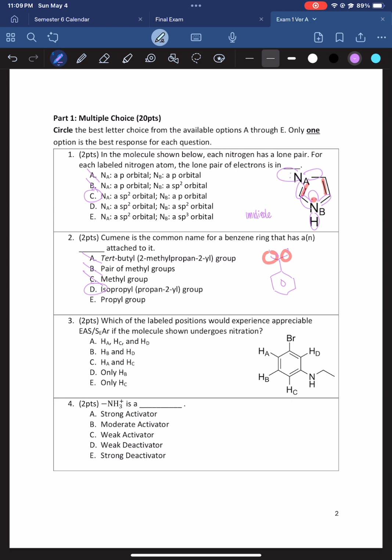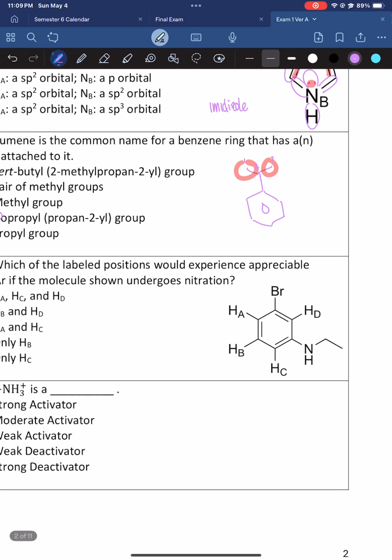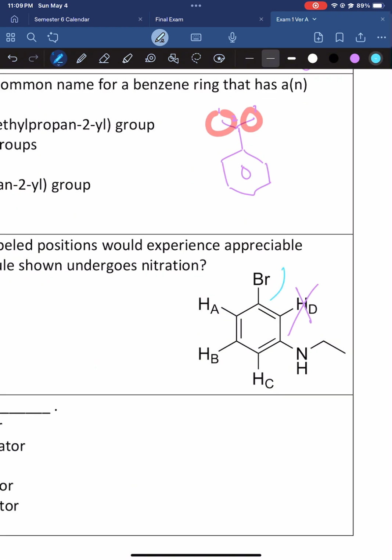Which of the labeled positions would experience appreciable EAS, or SEAr, if the molecule undergoes nitration? This is aromatic electrophilic substitution. So this is asking, do you know your activators and deactivators? For the D hydrogen, I can automatically go ahead and rule it out. That is probably not going to occur there because the molecule is not going to favor anything that is too sterically strained. You see here that the bromine in this big group is blocking that space.